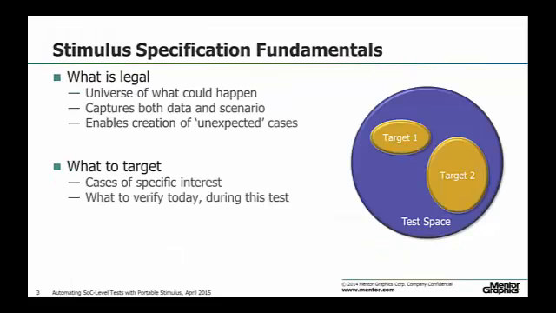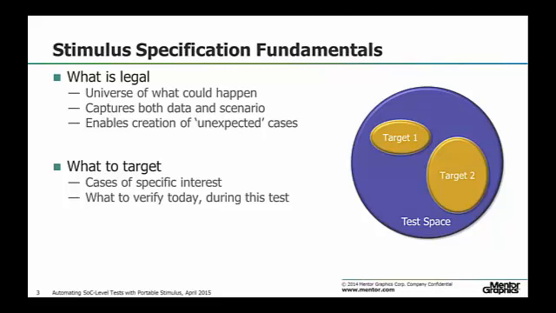So if we take a step back and look at what are the elements needed for a complete specification of stimulus, regardless of the environment, the way we see it, there are two things that are needed. The first step is the entire legal test base, the blue circle that you can see on this slide here, which models the whole legal universe, every possible transaction or combination of transactions that are possible, including unexpected cases that the verification engineer maybe didn't think of.